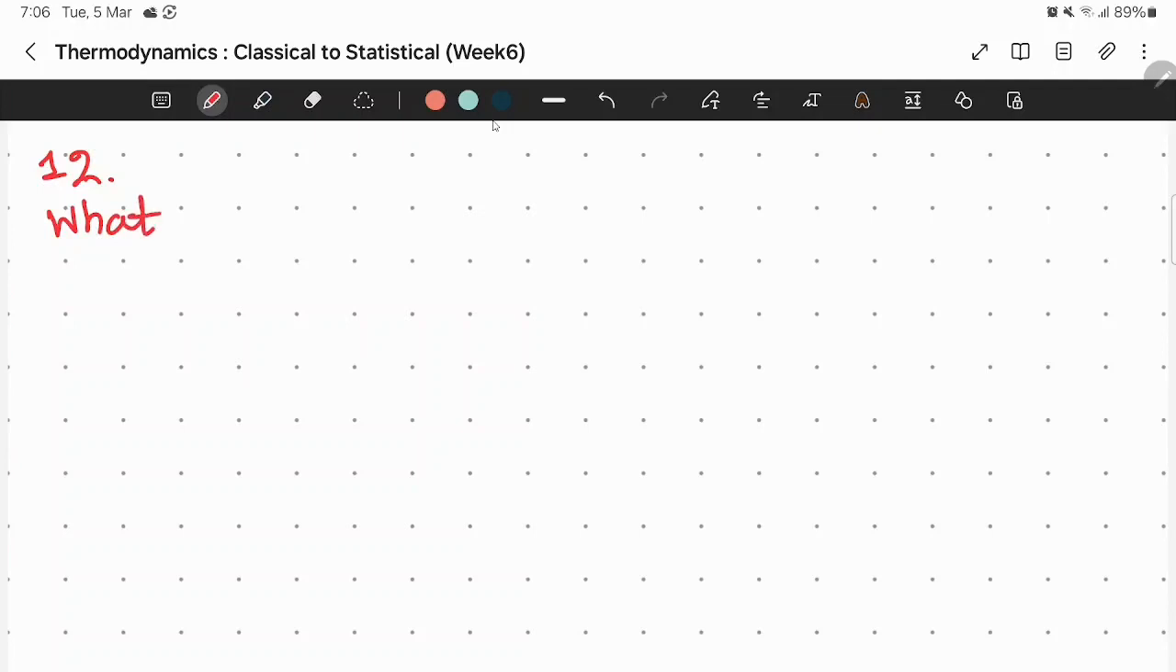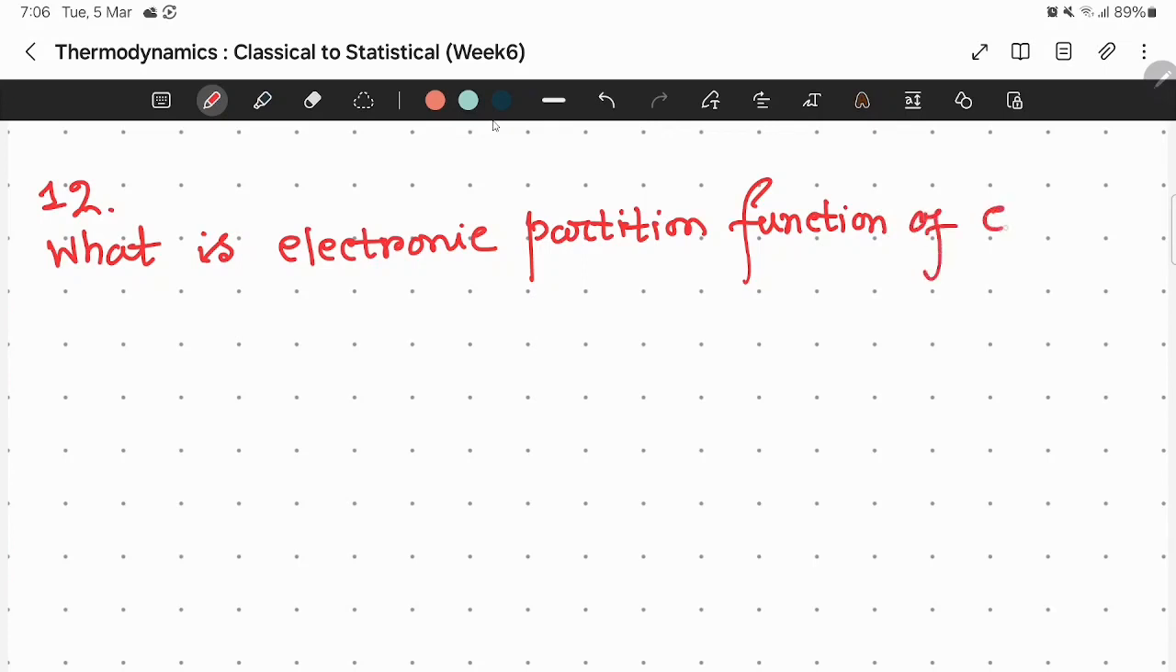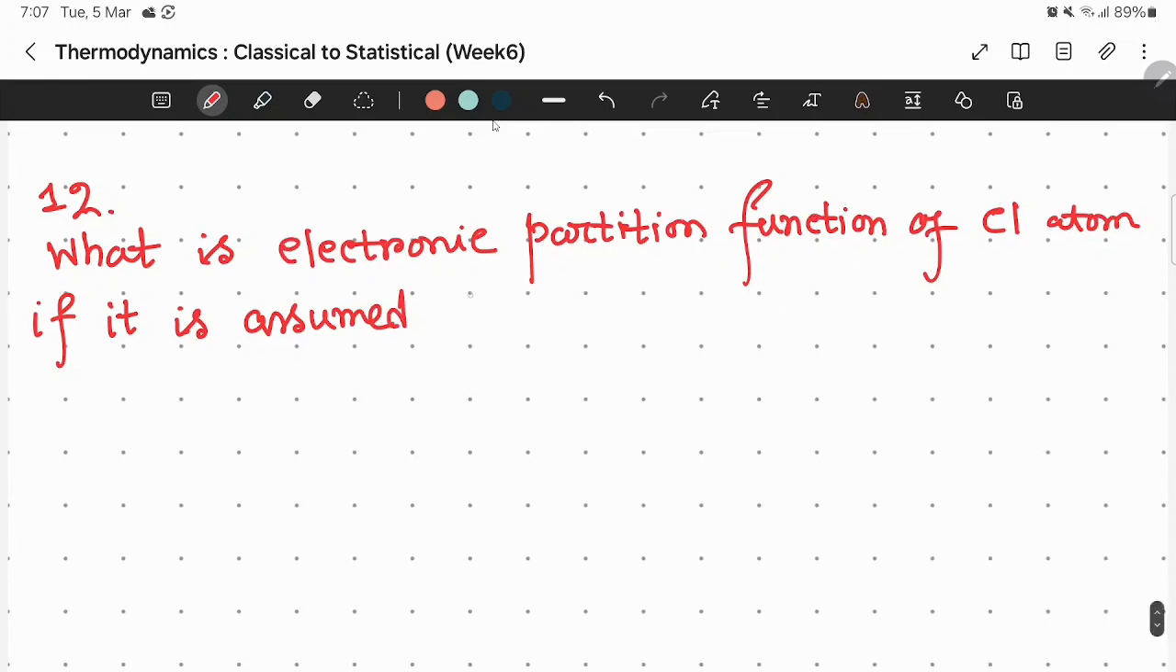Now these questions are from the partition functions. What is the electronic partition function of the fluorine atom, if it is assumed that the energies of the first and higher excited states are very large?